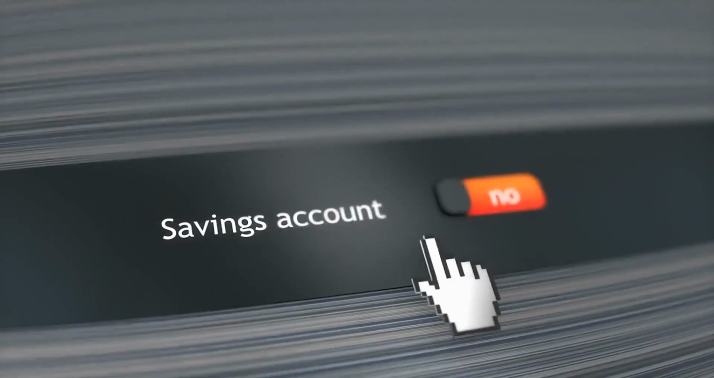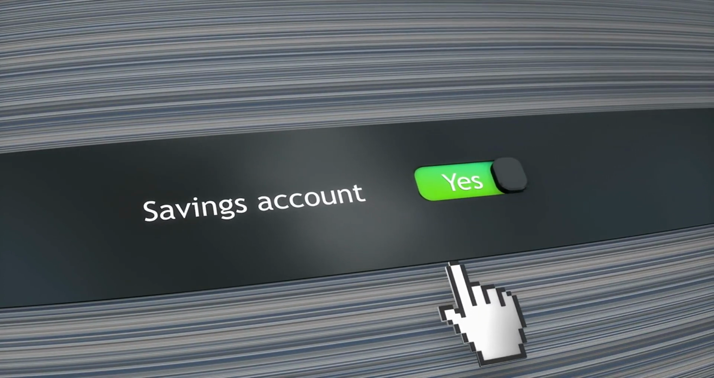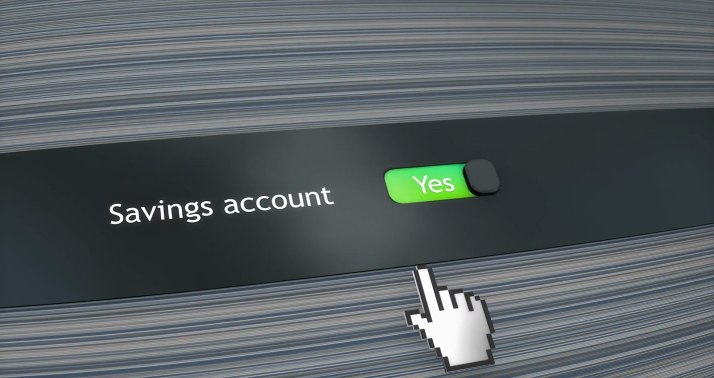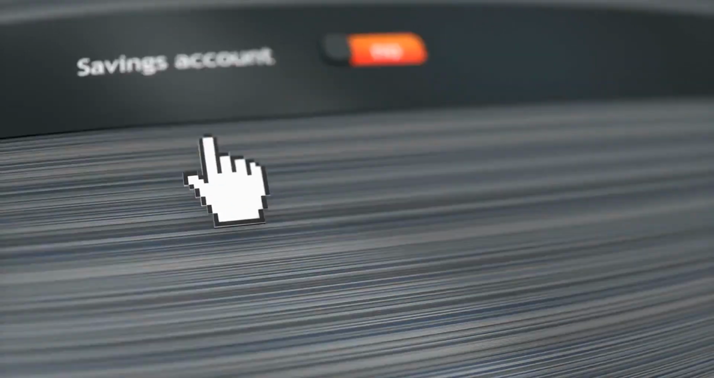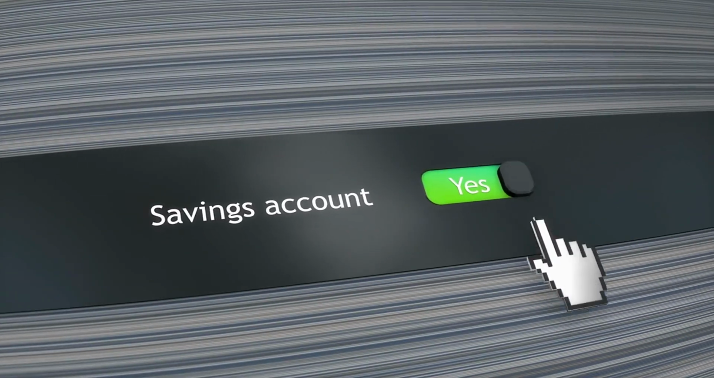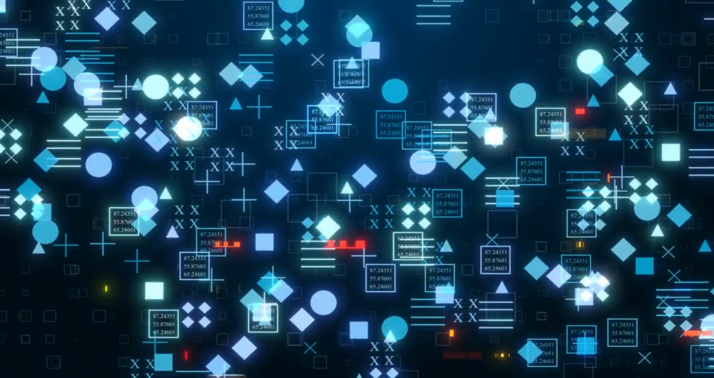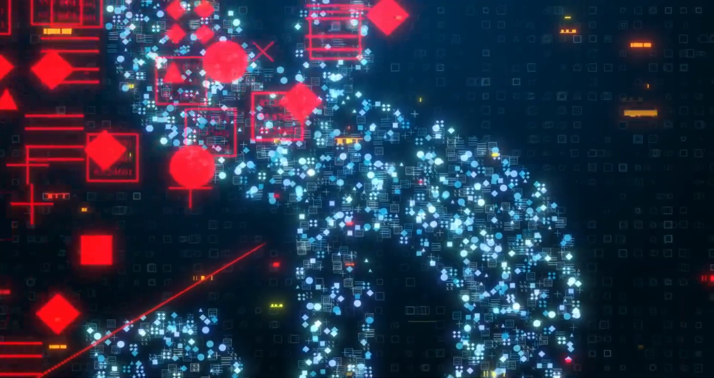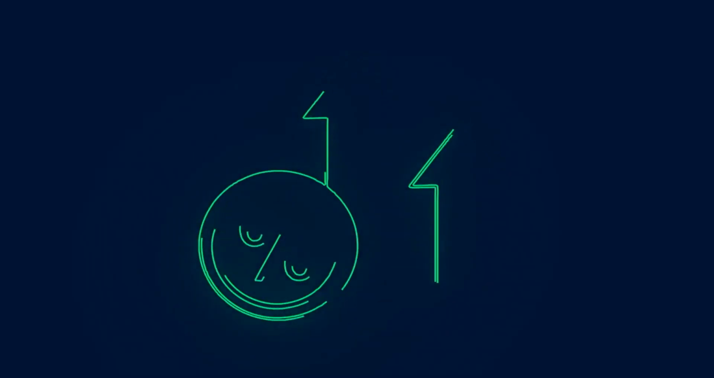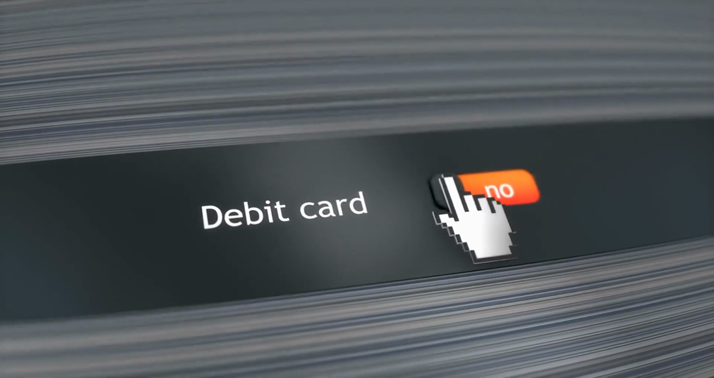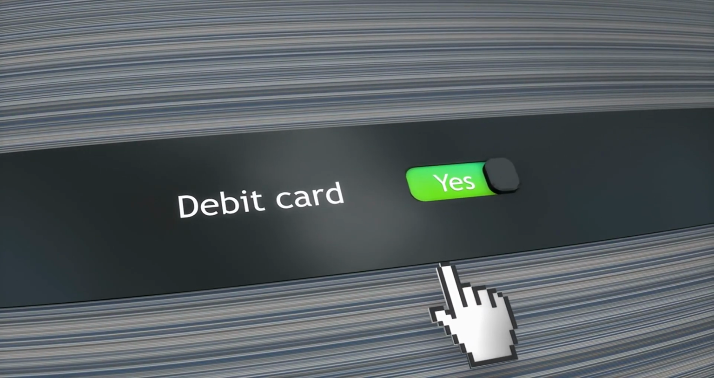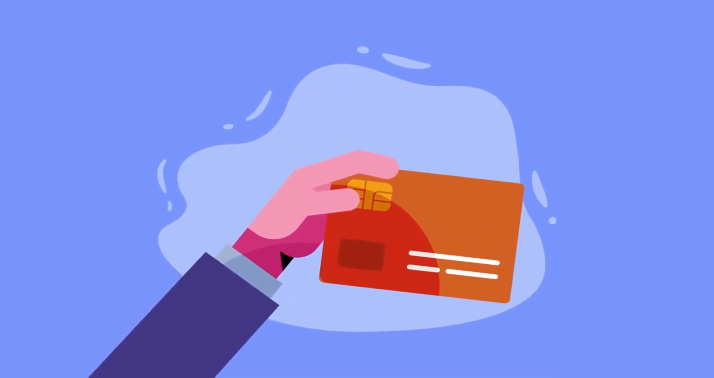Short versus long-term savings. Have different savings accounts for short-term goals, like an upcoming vacation, versus long-term goals, like retirement. This keeps your money sorted. High-yield accounts. Shop around for high-yield savings accounts that pay higher interest rates than basic accounts. More interest equals faster growth. Only carry one card. Get in the habit of only carrying your checking account's debit card. This prevents dipping into savings unnecessarily.